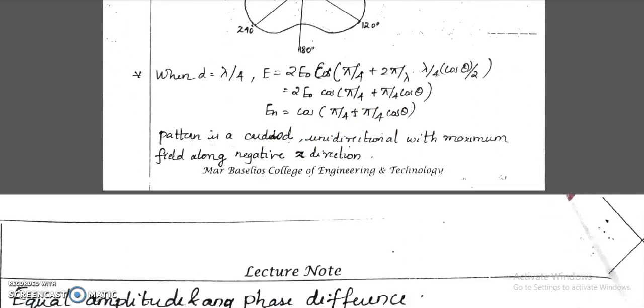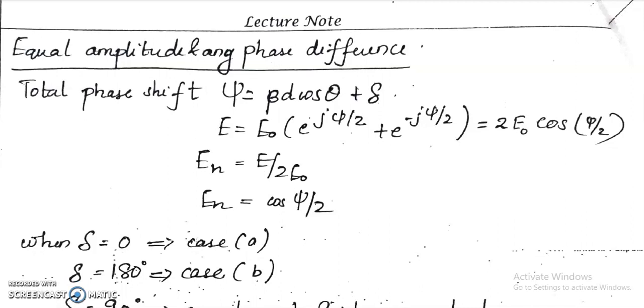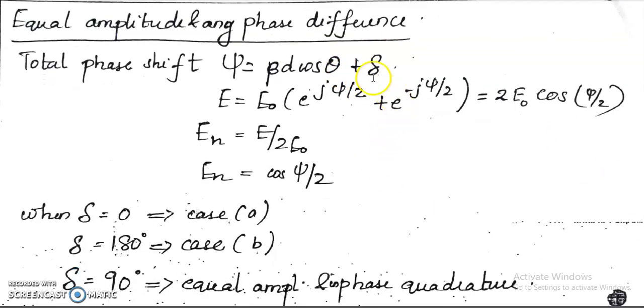Okay, next we can move on to the last case, that is equal amplitude and any phase difference. So here the total phase difference can be represented as psi is equal to beta d cos theta plus delta, and we can compute the total electric field E is equal to E0 into (e raised to j psi by 2 plus e raised to minus j psi by 2). It can be written as 2E0 into cos psi by 2. From that, the normalized electric field En becomes E by 2E0, that is equal to cos psi by 2. Here psi is beta d cos theta plus delta. Delta is any phase difference. We consider delta is equal to 0.